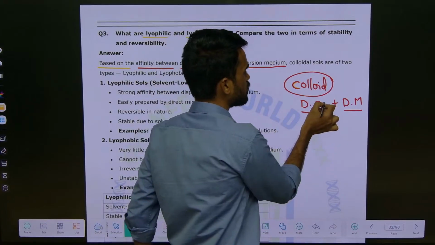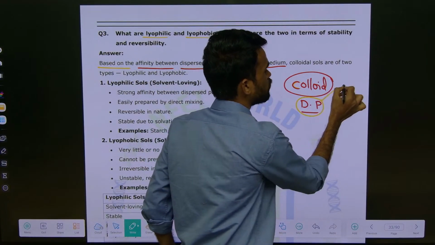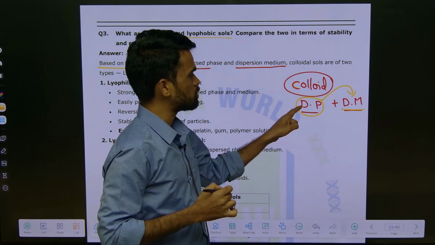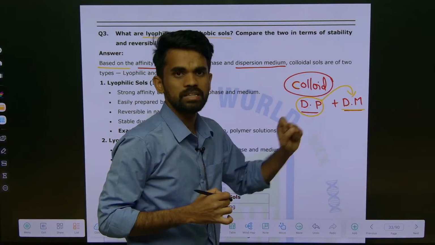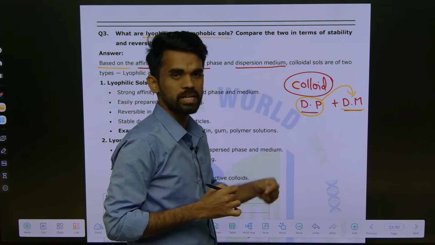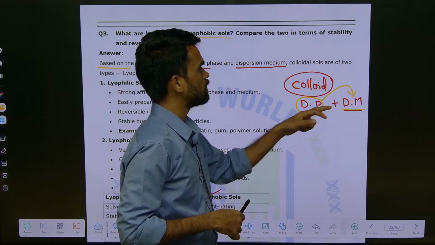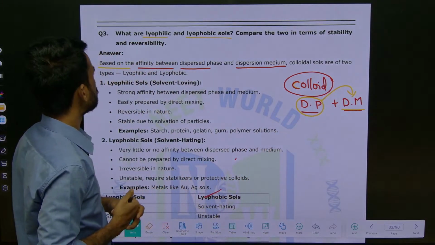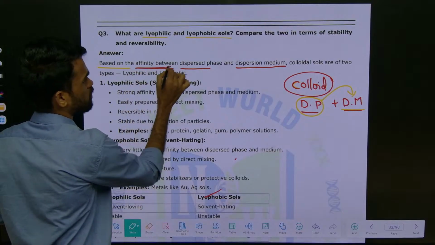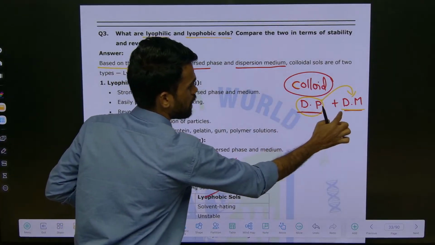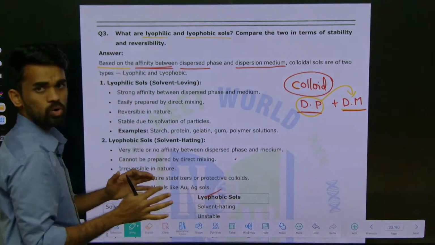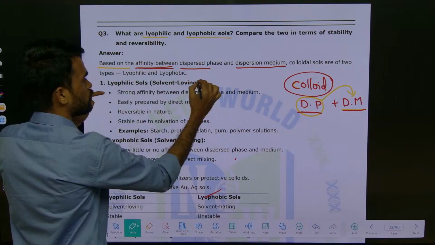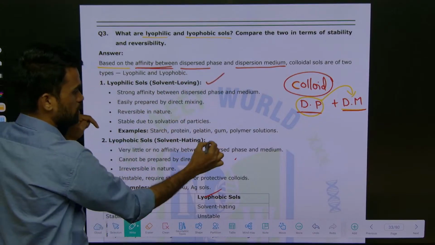Now this dispersed phase will be dispersed in this medium. That is what we call the dispersion medium, and that results in a colloid. Now look at this. Based on the affinity between the dispersed phase and the dispersion medium, we have colloidal solutions of two types: one is lyophilic and the other is lyophobic.